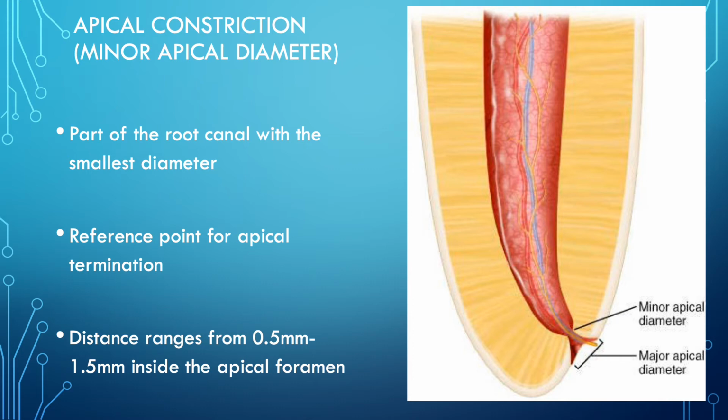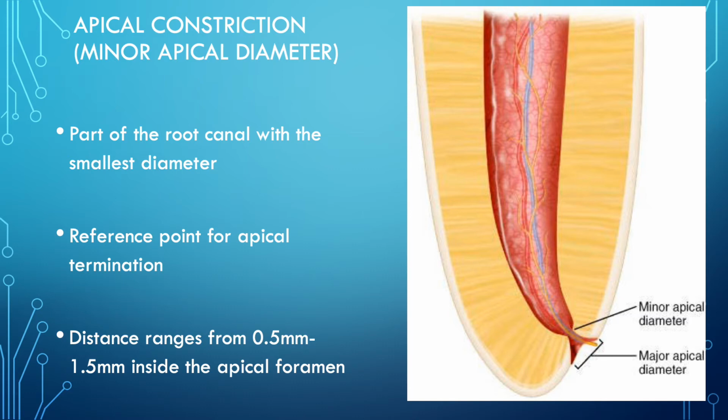So, it is the narrowest diameter of the canal from the tooth but usually occurs within the dentin just prior to the initial layer of cementum, and it is the part of the root canal with the smallest diameter. Also it is the reference point for apical termination during root canal therapy. The distance ranges from 0.5 mm to 1.5 mm inside the apical foramen. So, from the apical foramen or the major apical diameter, it is about 0.5 mm to 1.5 mm inside.